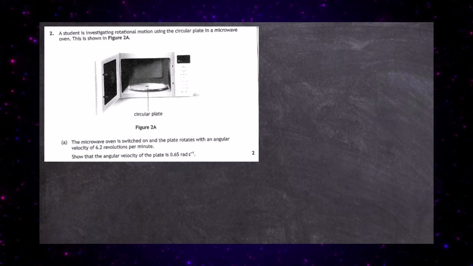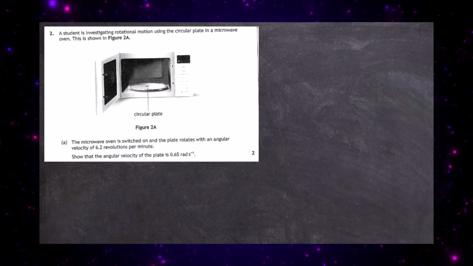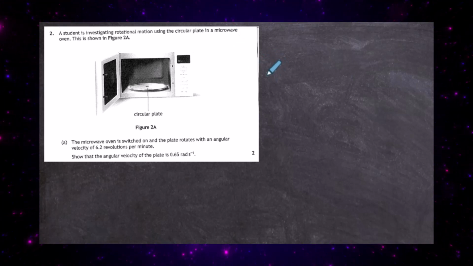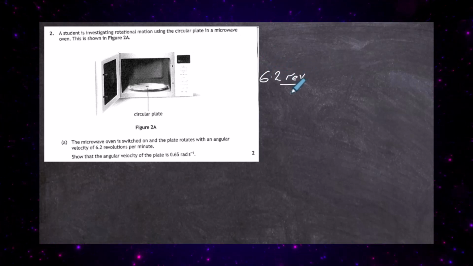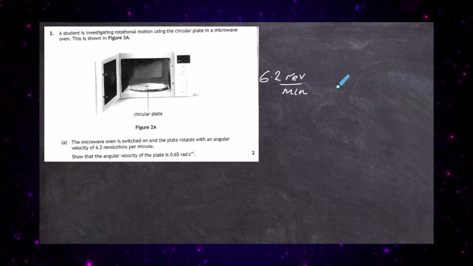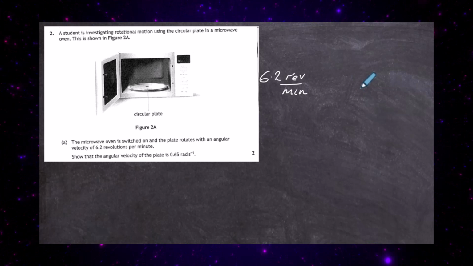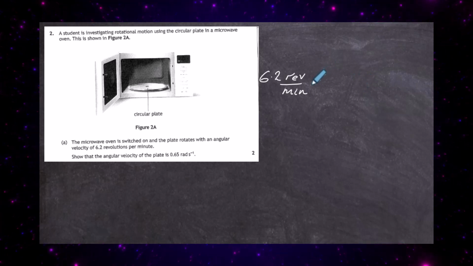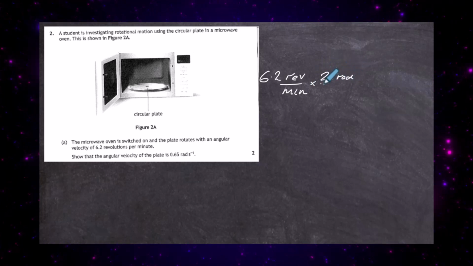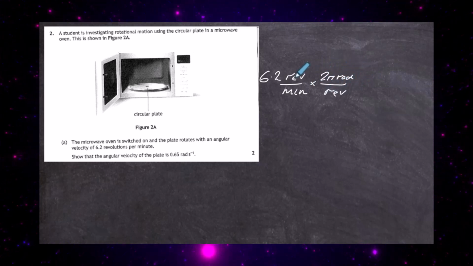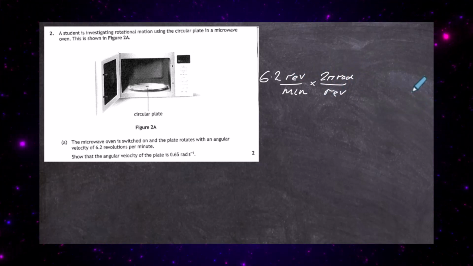So this question is all about changing the units of revolutions per minute into radians per second. It's a unit changing question. So we start off with 6.2 revolutions per minute. Now, what is 1 revolution? 1 revolution contains 2 pi radians. So I must multiply by 2 pi radians per revolution. You can see the revolutions are going to cancel, leaving me with radians.